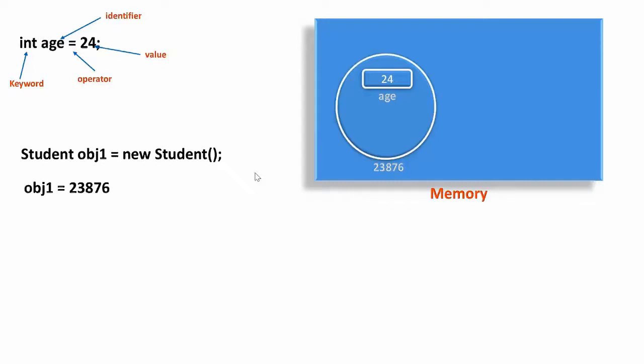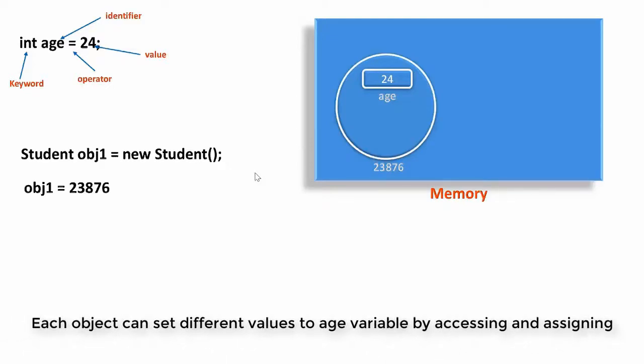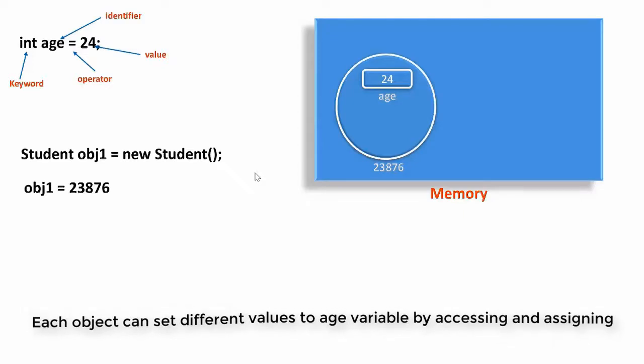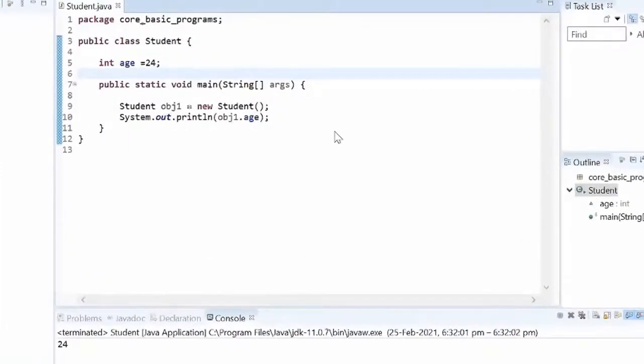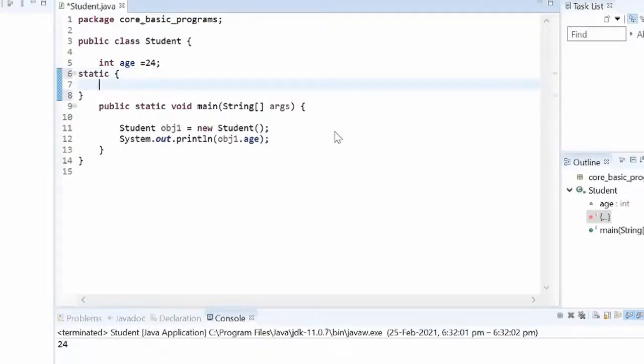If you create another object named obj2, and you create a new object of student and store the reference of that object into obj2, that will have its own separate instance variable named age having similar value 24. So each object of student class will have its own age instance variable. Now we saw we cannot access an instance variable directly in the static method, that is the main method. Same way you cannot access that instance variable inside the static block.